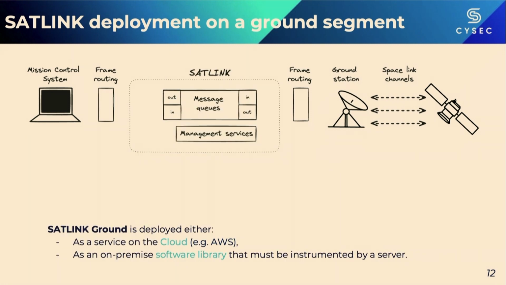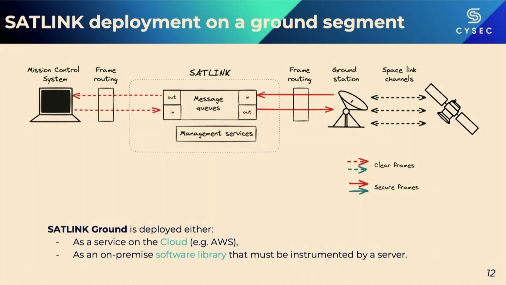SATLink Ground is inserted within that channel, where we have a queue that is used to process frames. It is deployed either as a service on a cloud service provider. We're currently supporting Amazon Web Services, AWS, or as on-premise deployments for the customer to do for himself. The SATLink service has two queues actually, one for apply security and one for process security, which are first in, first out, and which the client uses to push frames through SATLink to encrypt and decrypt frames both ways.